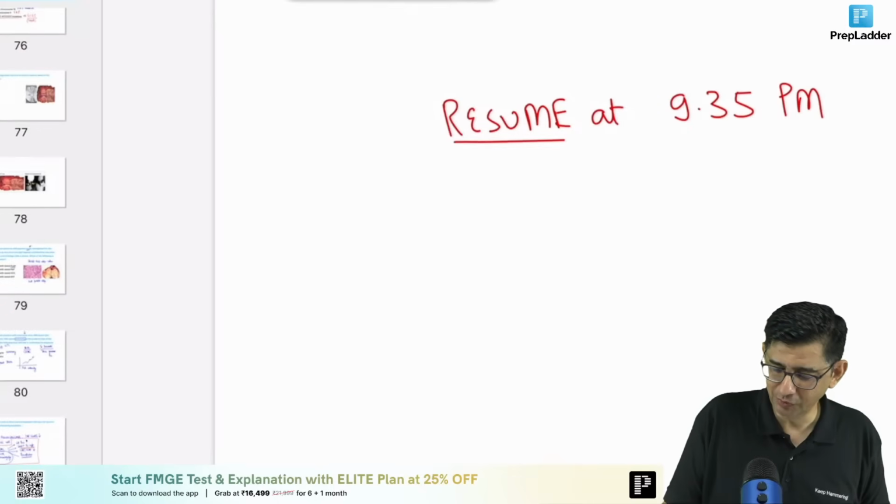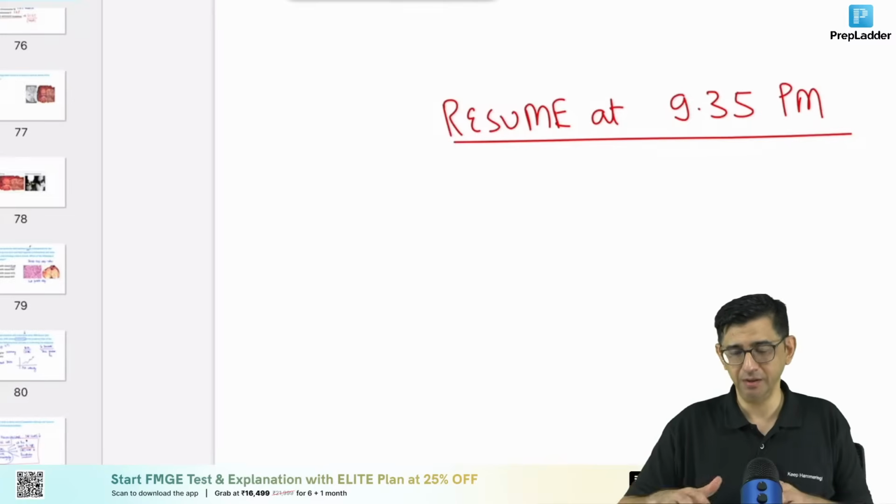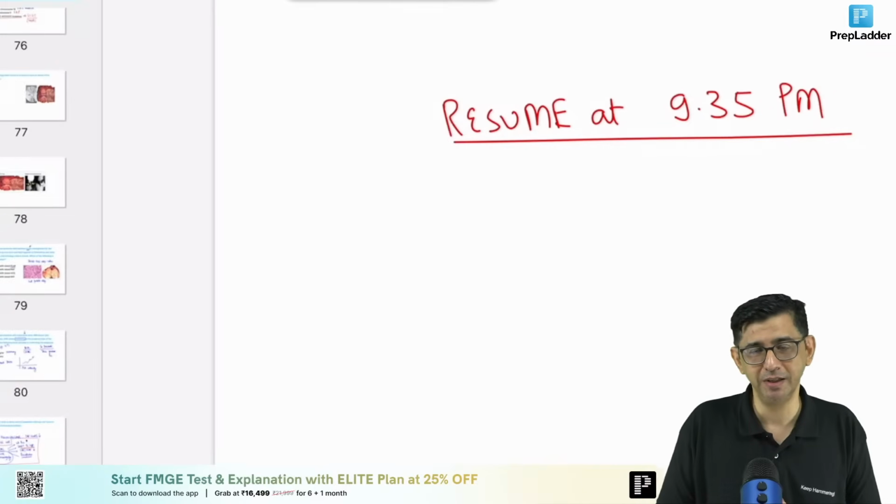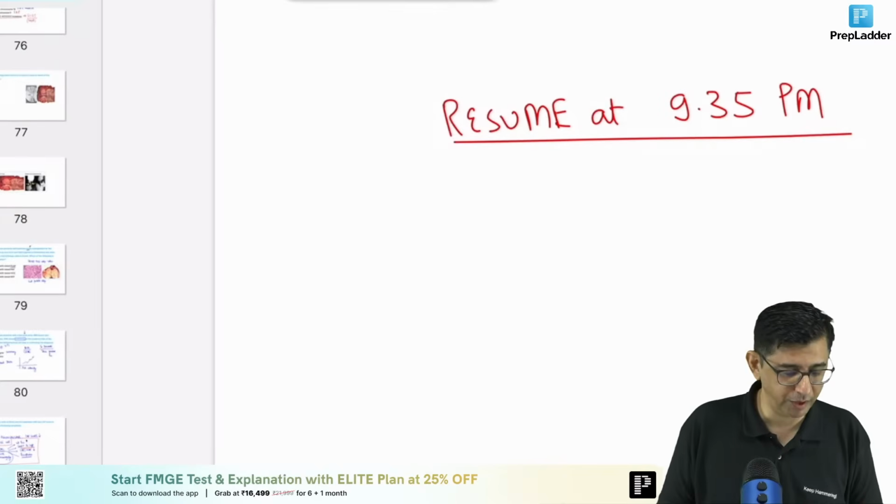Yes, so I think we did hit that 3-hour barrier. I mean, that is usually the barrier which most people are not able to cross.